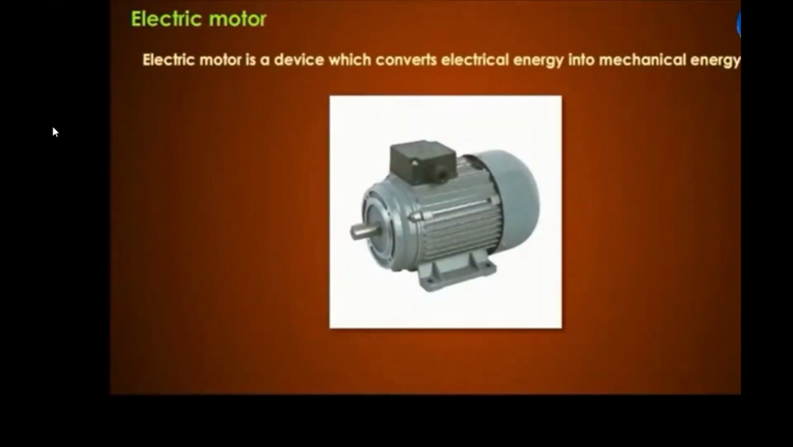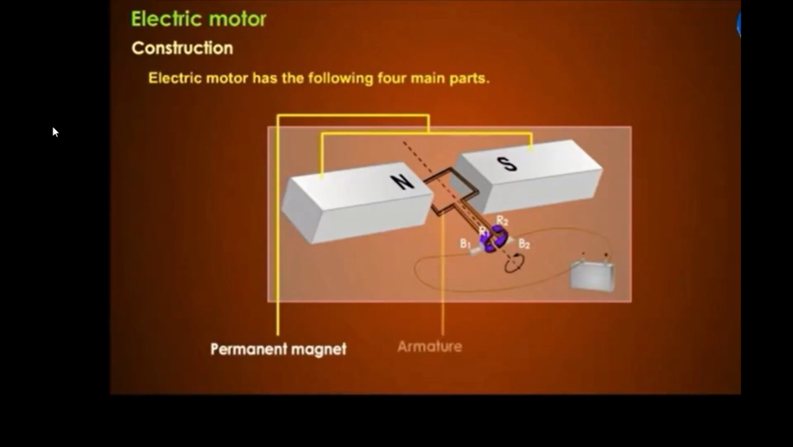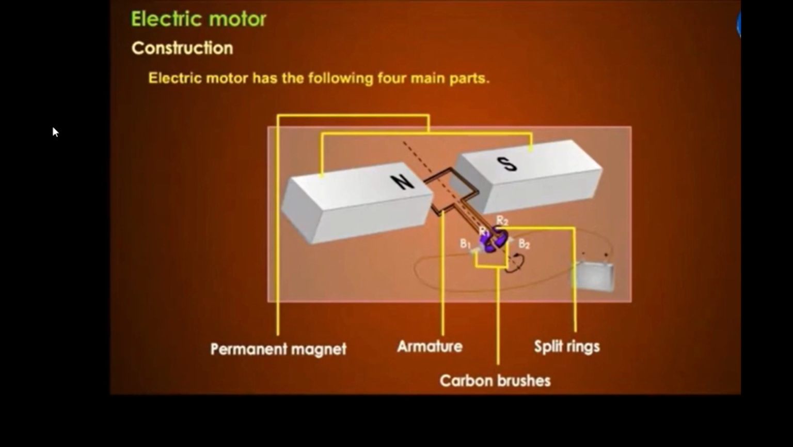Let us learn about electric motor. Electric motor is a device which converts electrical energy into mechanical energy. Construction. Electric motor has the following 4 main parts: permanent magnet, armature, split rings, and carbon brushes.